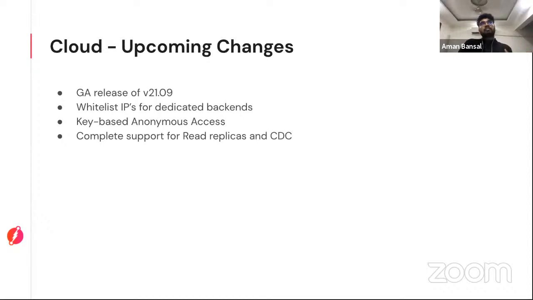What we want to give our customers is an easier way to manage the access over the backend. And when I say an easier way to manage access, what I mean is, we might have use cases where we only want to give access to some particular namespace or some particular types only. So all these use cases we're going to cover in this key-based anonymous access, and it will soon be available to all the customers on cloud.